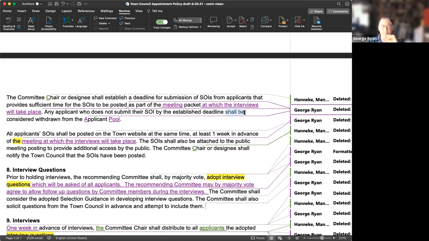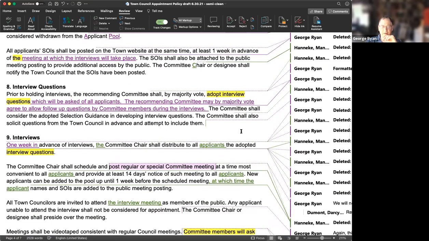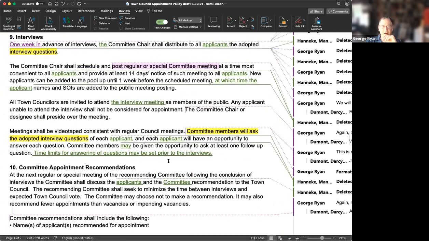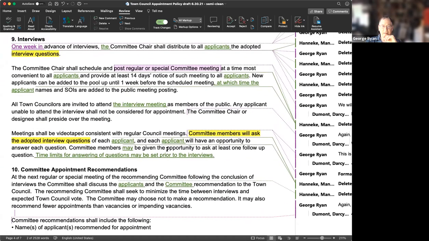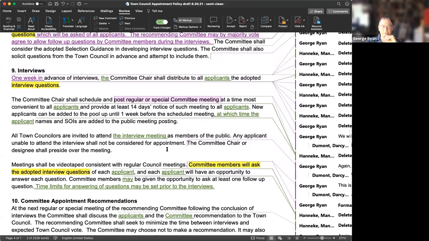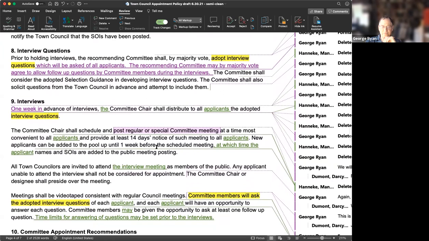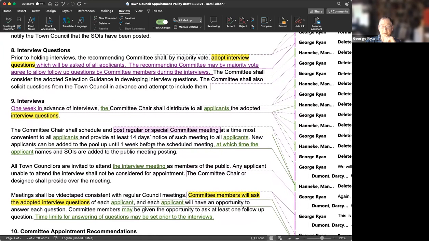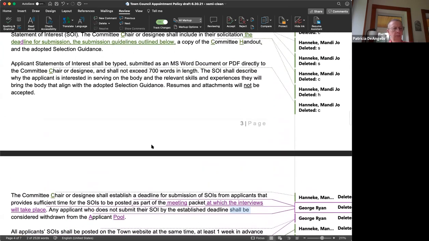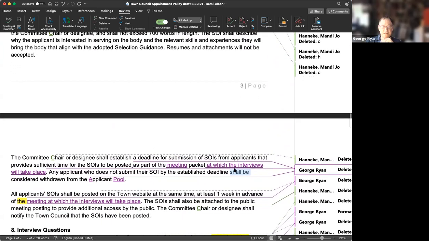What if we say "may"? Any applicant who does not submit their SOI by the established deadline may be withdrawn from the applicant pool. And then down here in nine, the actual final deadline would be what you have. Could we do that? That might be a decent solution. So you could still submit it late, but there is an absolute drop dead date, which is when it actually gets publicly posted. Yeah, there should be a drop dead date. So maybe change this to "may be withdrawn." That would work for me.